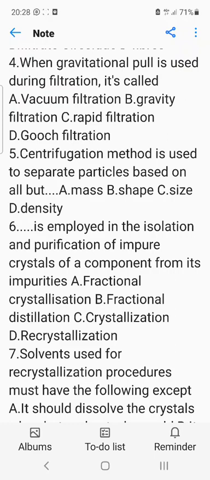The answer is C, size. Number 6, dash is employed in the isolation and purification of impure crystals of a component from its impurities. Is it fractional crystallization? Is it fractional distillation? Is it crystallization or recrystallization? Impure crystals. The answer is recrystallization.